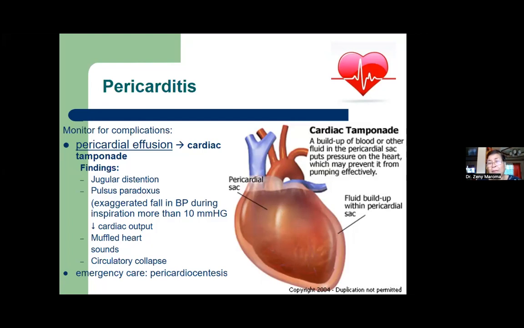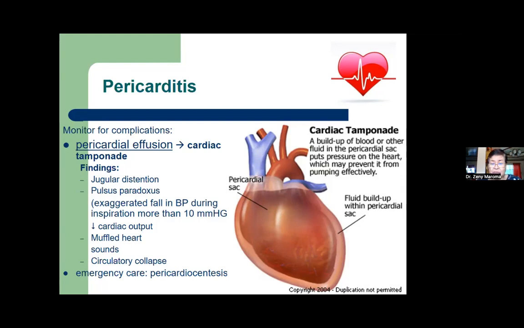So, ibig sabihin, bagsak na yung blood pressure natin, hypotension, palpatory, no? Tapos, no, the patient, pag nag-inhale, babagsak pa ng 10 mm mercury or more. Okay? At anong ebidensya? Bagsak pa ang blood pressure. Nawala ng pulse. Disappearance of pulse. So, this is pulsus paradoxus. Okay? So, the second triad is hypotension with pulsus paradoxus.